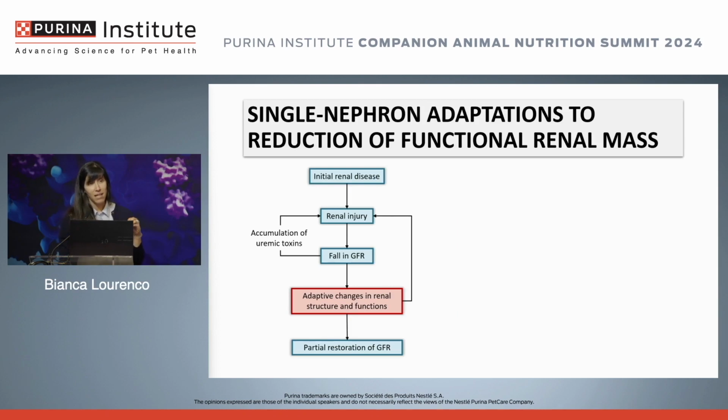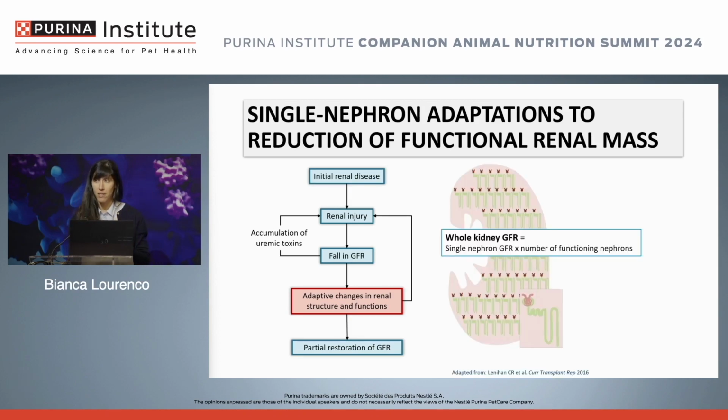So I highlighted this self-perpetuating nature of CKD, and so I want to start by talking about single nephron adaptations to renal mass reduction. And first, I'm going to bring something back from your hippocampus about glomerular filtration rate. So I want you to recall that glomerular filtration rate globally for the kidney equals the single nephron glomerular filtration rate, so what's happening in each nephron, times the number of functioning nephrons we have.